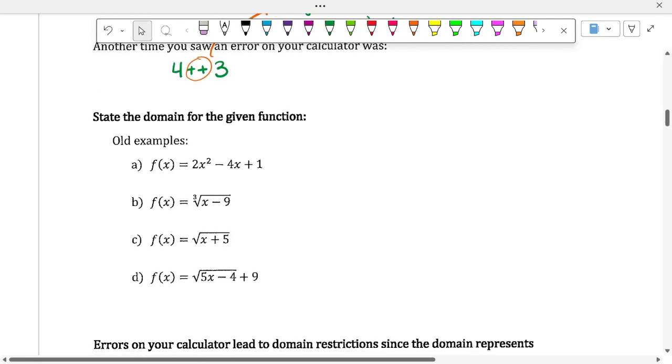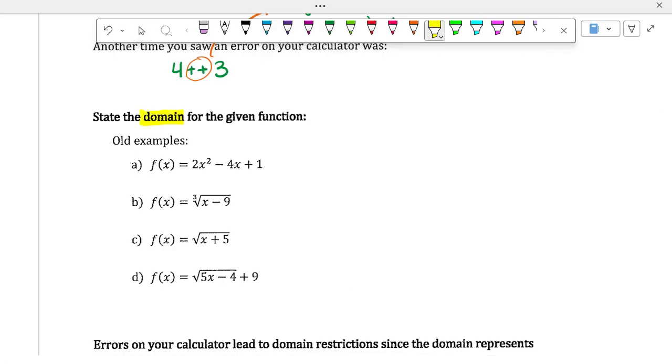Now, let's start by looking for some domains that we know about. So think back to the last unit, quadratics. The first example is a quadratic. What did I tell you is always the domain of a quadratic? Negative infinity to positive infinity. The domain of a quadratic function, any quadratic function, is always negative infinity to positive infinity, or all real numbers.